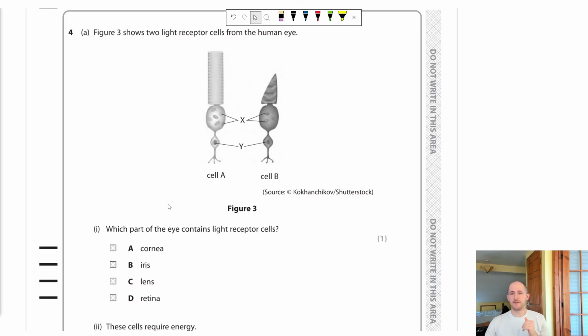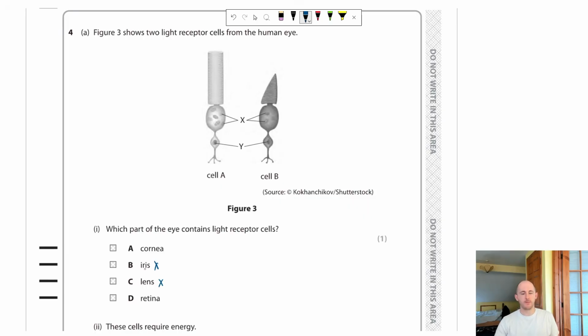The human eye is very, very complicated, and as a result, a lot of students kind of hate it because it's a bit difficult. I don't blame you. But we are shown two light receptor cells, a rod and a cone, that have two different purposes. Which part of the eye contains light receptor cells? I would probably use a bit of the good old-fashioned process of elimination. For example, the iris is the coloured part of your eye, so it's not going to be that. It's not going to be the lens because that's where the light initially enters your eye.